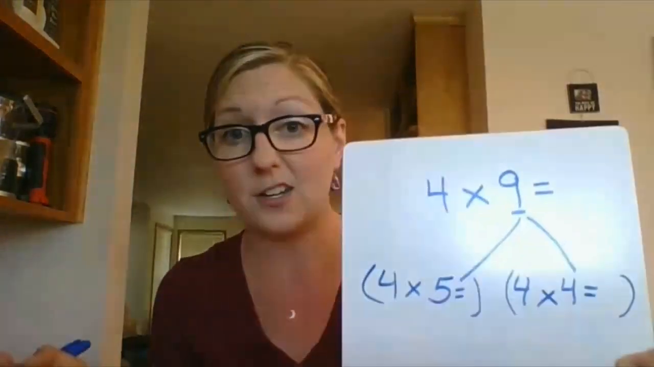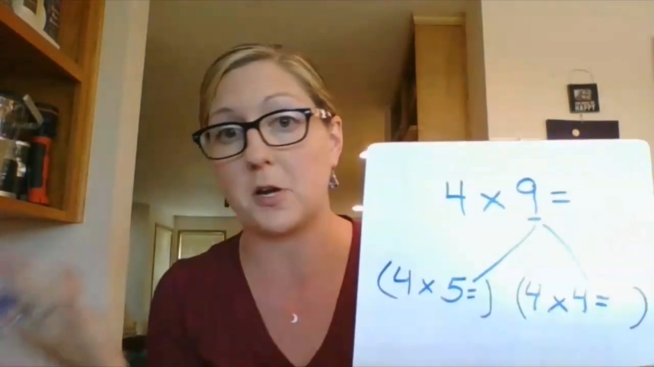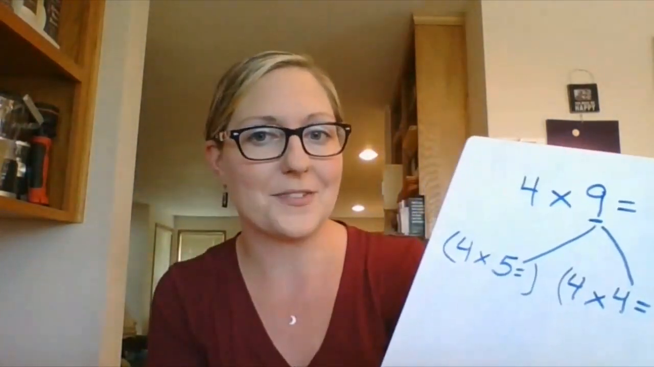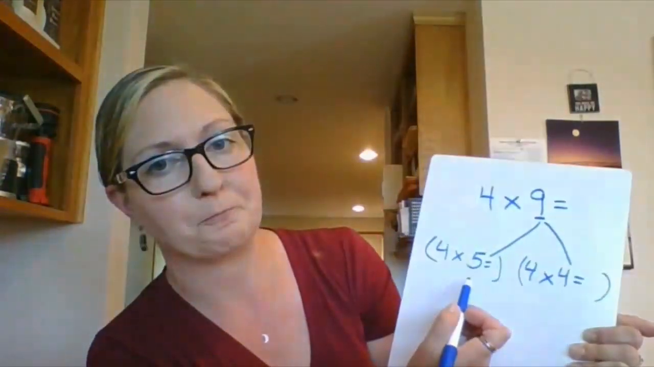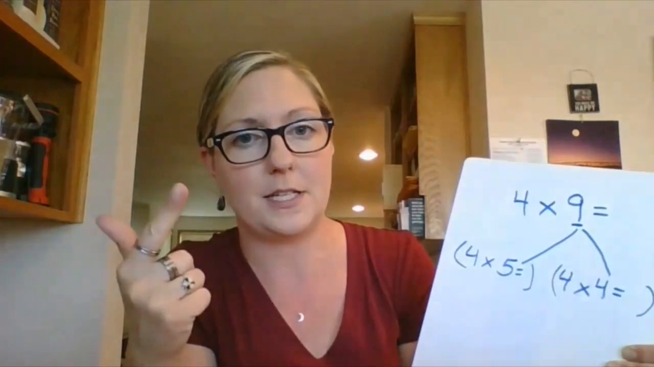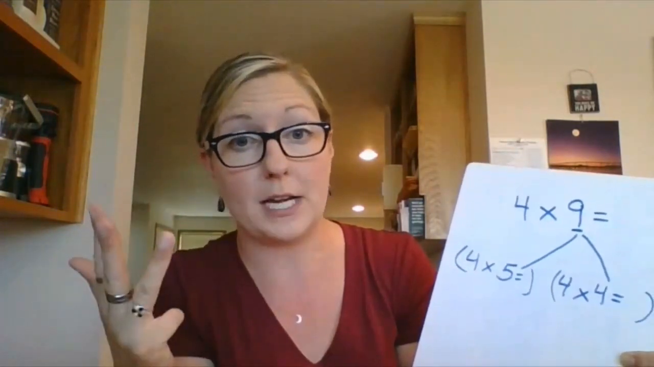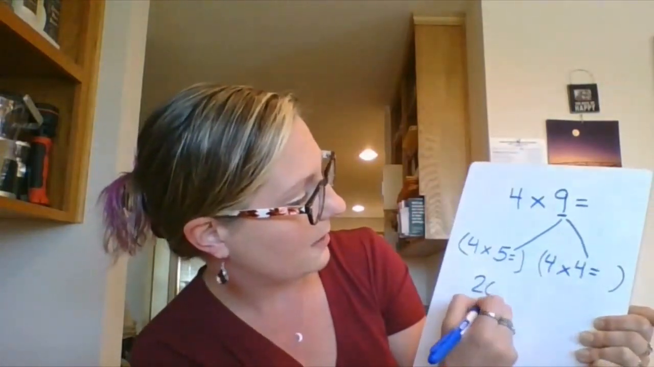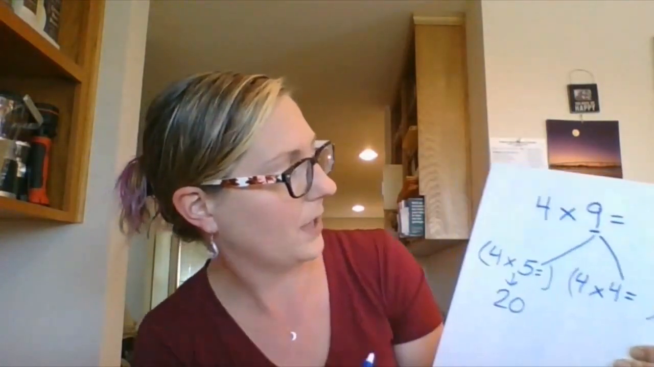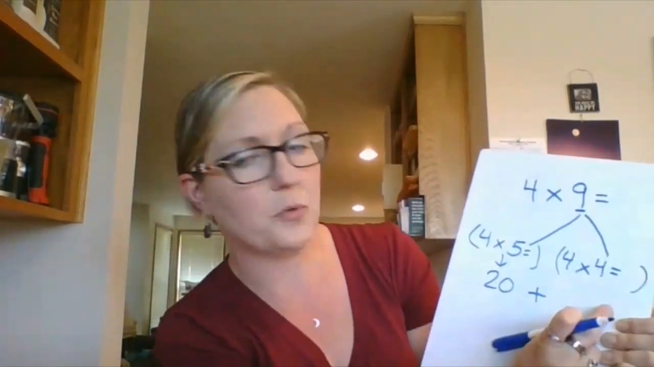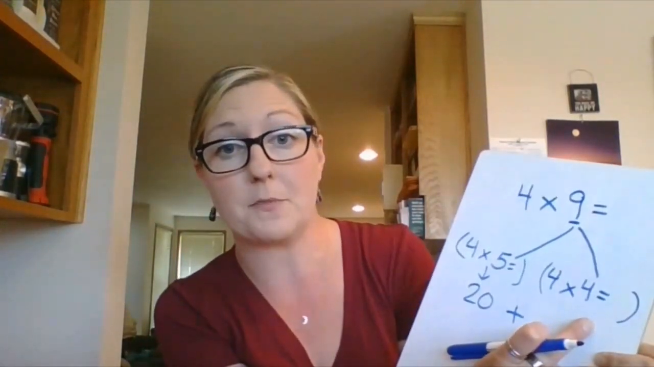So using a strategy we've already practiced from a couple weeks ago, like counting by 5s, I'm going to solve first 4 times 5. So if I want to count by fives 4 times, I would say 5, 10, 15, 20. So 4 times 5 is equal to 20. So I'm just going to write 20 right there. Remember, we're going to add that to whatever the product of 4 times 4 is.